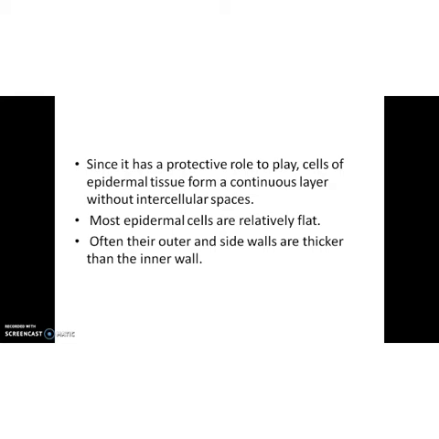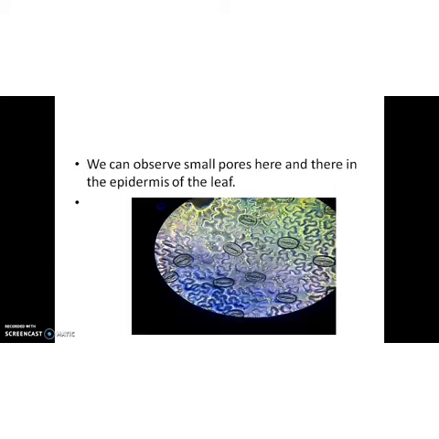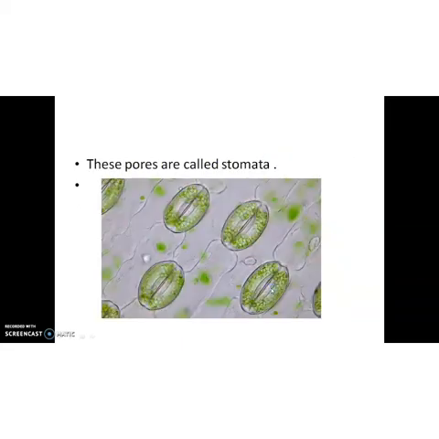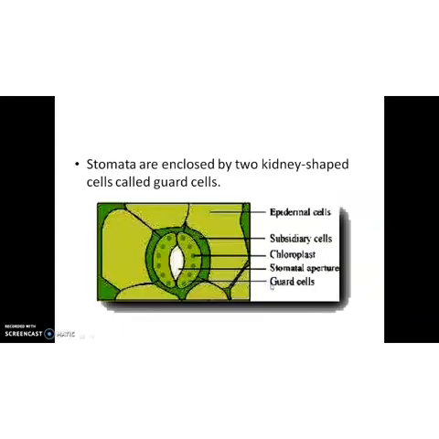Most epidermal cells are relatively flat. Often their outer and side walls are thicker than the inner wall. Children, I know you observed a leaf epidermis through a microscope. So you can see small pores here and there in the epidermis of the leaf. Isn't it? What are those pores? Yes, these pores are called stomata. What is their function? Before that, what is their structure?